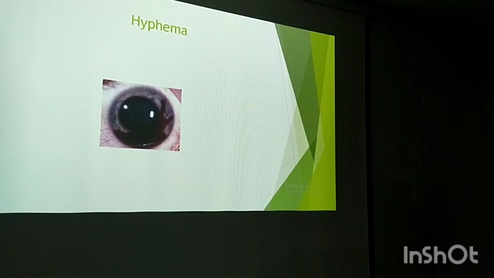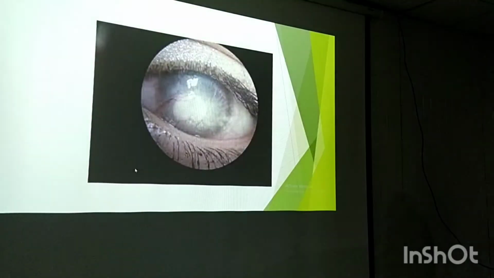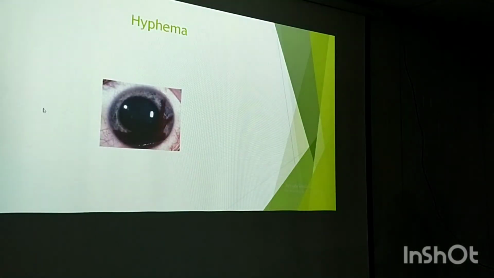Again, in blunt trauma, hyphema. Hyphema is the blood in the anterior chamber. This is the anterior chamber between the cornea and iris. When there is trauma here, the iris is vascular, this is the ciliary body, these are the zonules, this is the lens, this is the vitreous. So this is the blood in the anterior chamber. So if not treated, glaucoma is there.